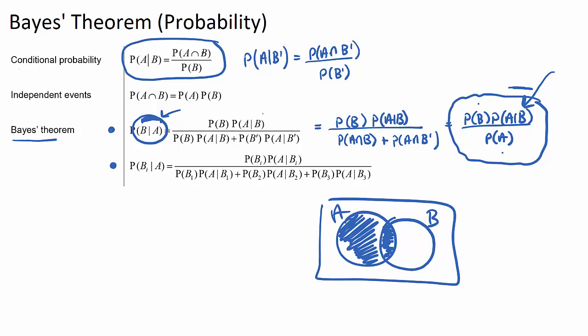Okay, so if you were happy with the conditional probability formula, you should still be able to get most of these questions correct. But hopefully now you know why Bayes' theorem is slightly different. Okay, good luck.